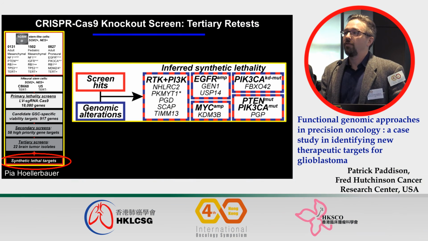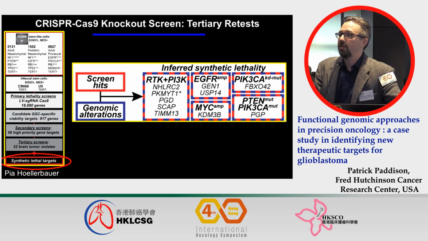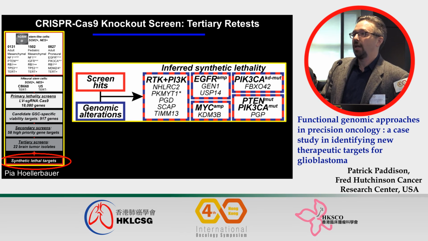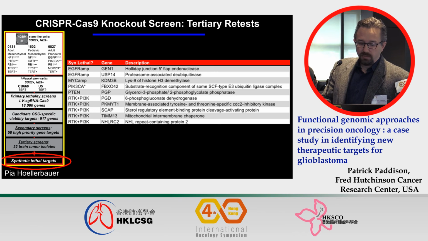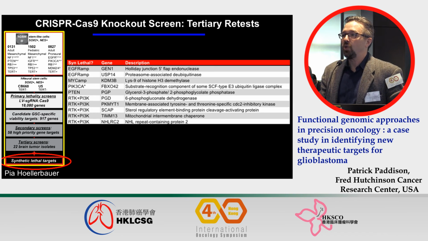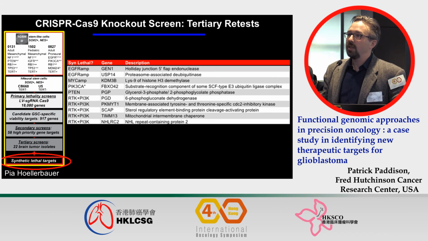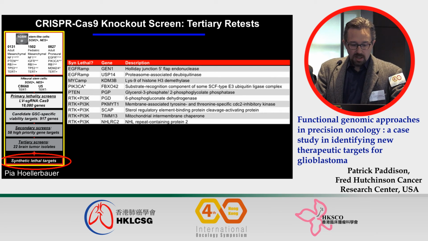But here's a partial list of our inferred synthetic lethal predictions. We have some that we think are actually caused by overactivation of the RTK and PIK3CA or PI3 kinase pathway, EGFR amplification, MYC activity, or PIK3CA mutation, or in combination with PTEN. So these are some pretty interesting genes. Some of them do have druggable activities. We're currently retesting them now.